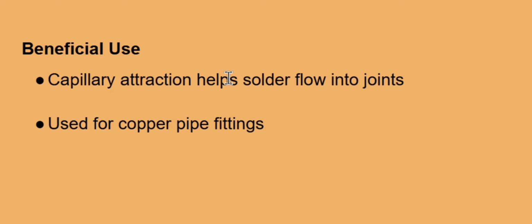So it helps the solder flow into all of the joints. We use it mainly with copper. And again, you can just solder the bottom bit, the bottom quarter or bottom half, and capillary action will cause the liquid solder to make its way around the top half of the pipe, giving you a good seal.